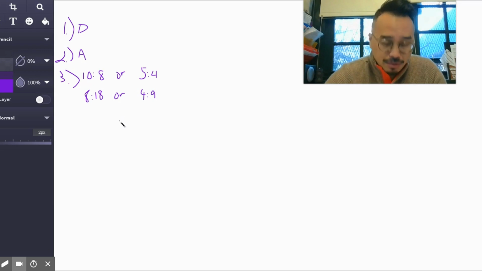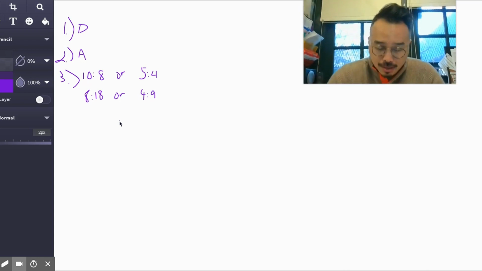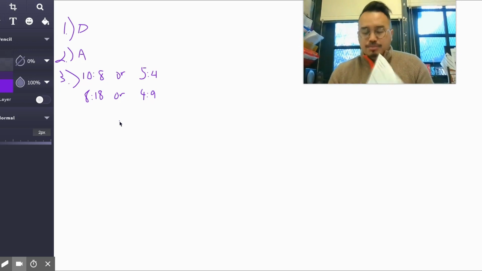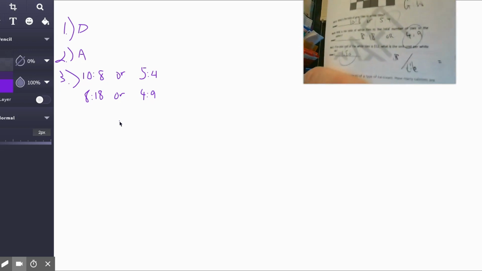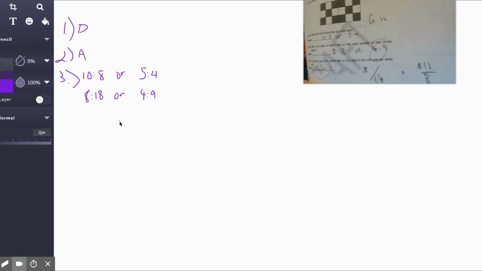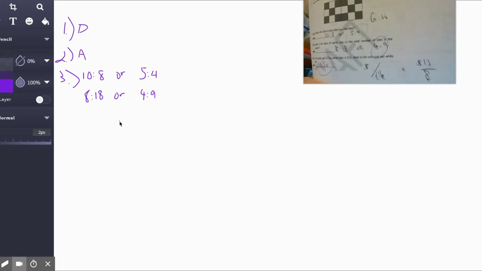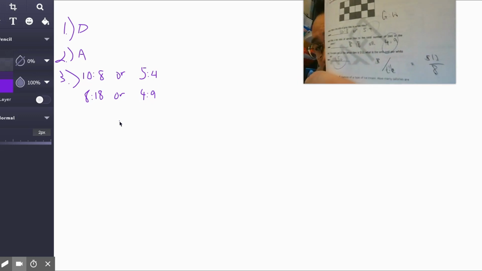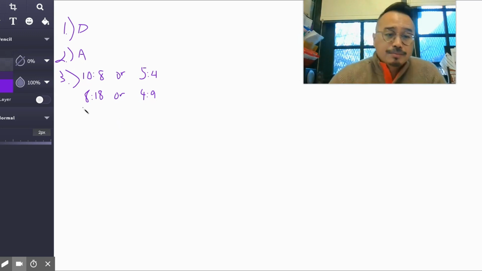And lastly, the third part is you have to set up the proportion dollars per tile, so dollars over tile. That's my proportion for number 3, part C, and my answer is $1.15.